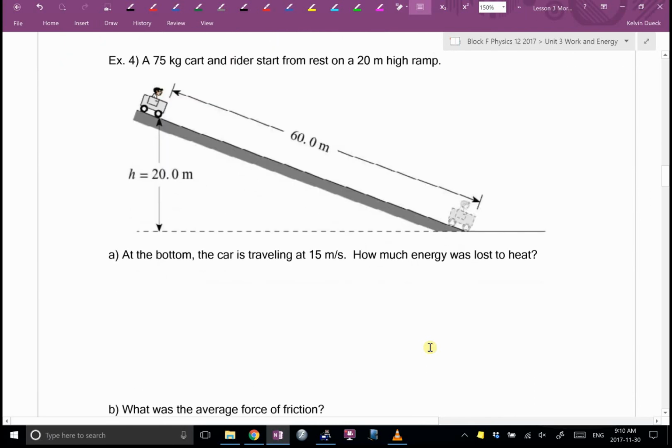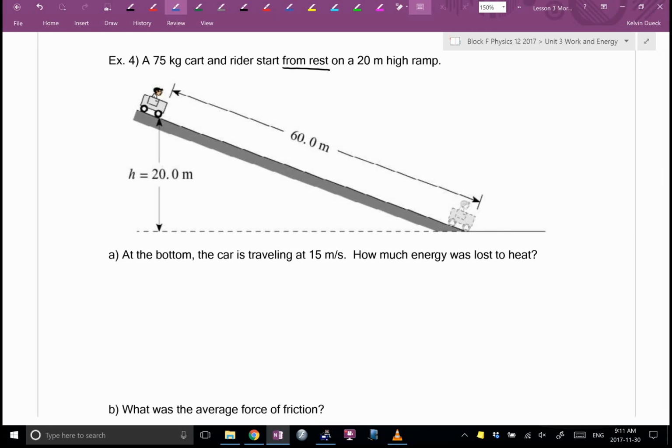I like example 4. Example 4 is a nice question. A 75 kilogram cart and rider start from rest. That's probably important. On a 20-meter high ramp, at the bottom, the car is traveling 15 meters per second. How much energy is lost to heat?